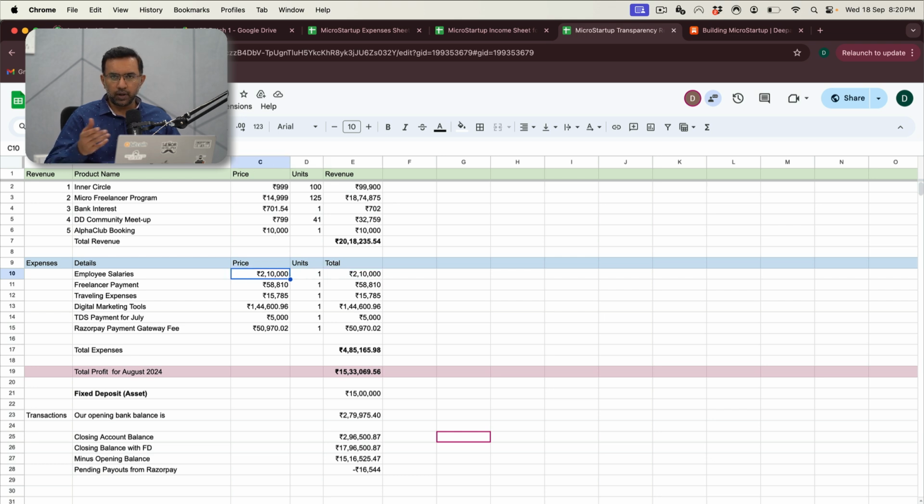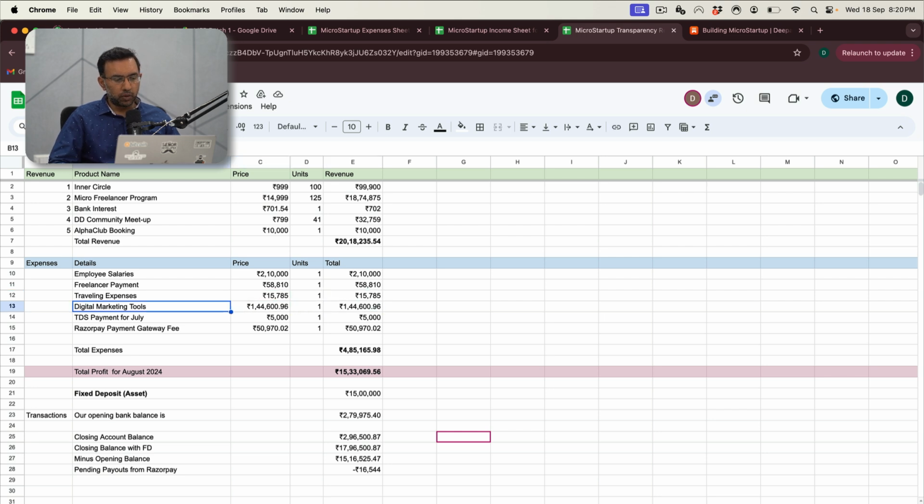Employee salary. So I have hired one more person. I am yet to make a video about that. We will do a podcast, and introduce that person to the channel as well. So employee salaries for me and two more people in the team, 2,10,000 rupees. We had a freelancer who did a bunch of video editing, design work and everything. We paid him or more than one person around 58,000 rupees. I traveled to Mumbai and got back, so 15,000 rupees for traveling expenses.